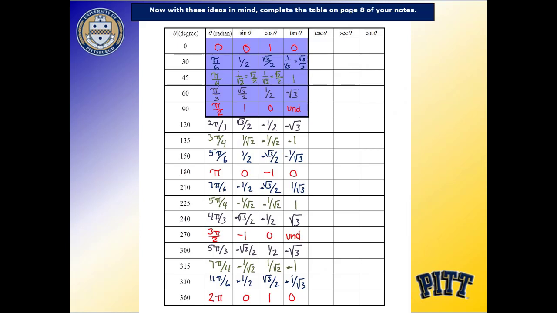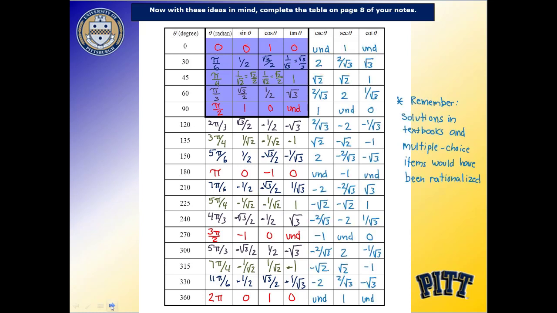If we go back to this table that you have on page 8 of your notes, we filled all this part in the last time. As far as the rest of it goes, all I'm going to be doing is taking reciprocals of the remaining of what I see here. And I'm not rationalizing any denominators here, just to keep that in mind.